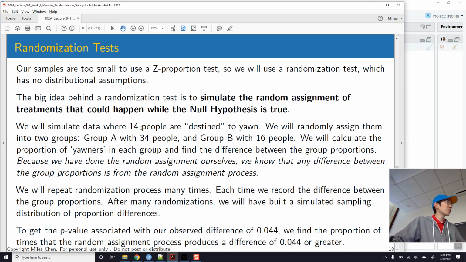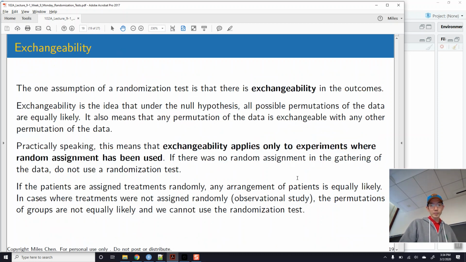So we're going to do this thousands of times, okay? Every time we do it, we record the difference between the two group proportions, and that gives us basically a sampling distribution. What we're going to do is find the proportion of times that the random assignment process produces a difference of 0.044 or something greater, okay? Because that's what we observed. We want to know the probability of getting 0.044 or something greater, right?